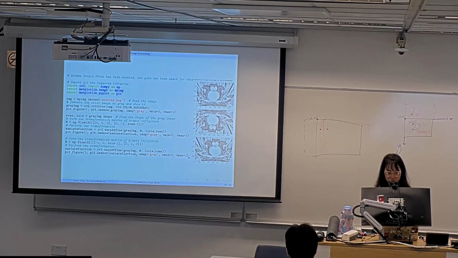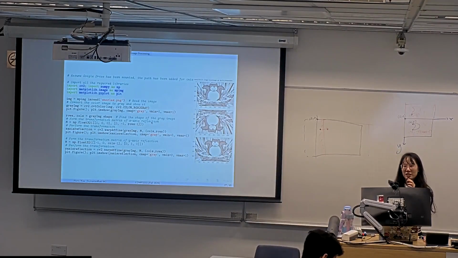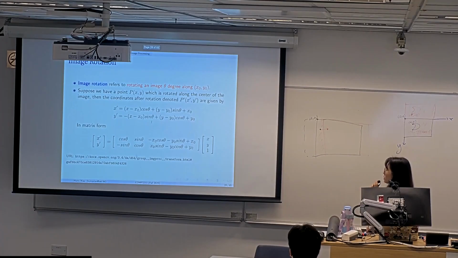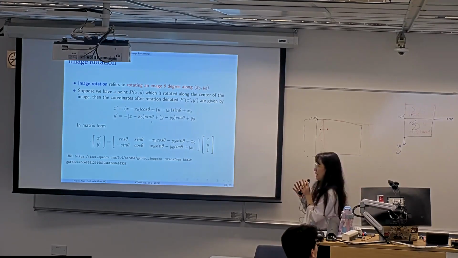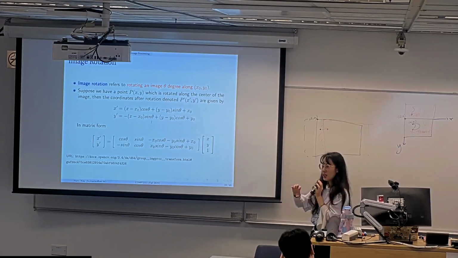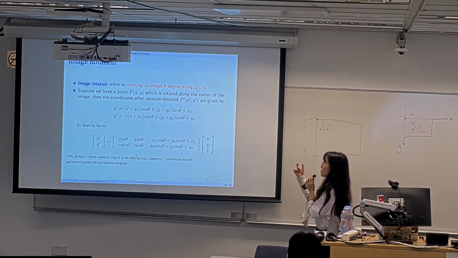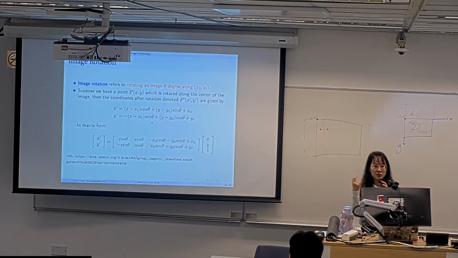Let's continue with the affine transformation. So until now we learned the translation and the reflection. We still have another affine transformation, the rotation. Rotation refers to the case where you have an original image and you want to rotate it by some degree, for example theta. And of course, you also need to define the central point, that is, the point x0, y0 along which you want to do the rotation.